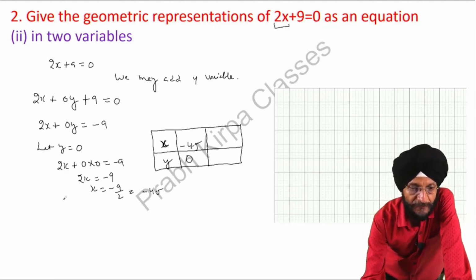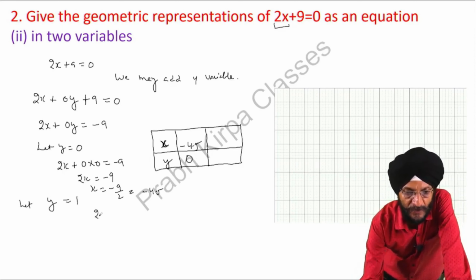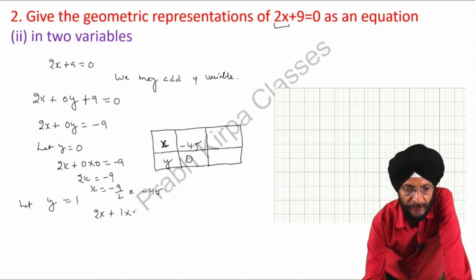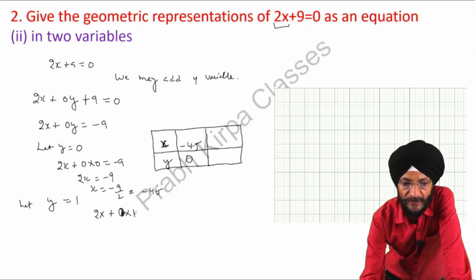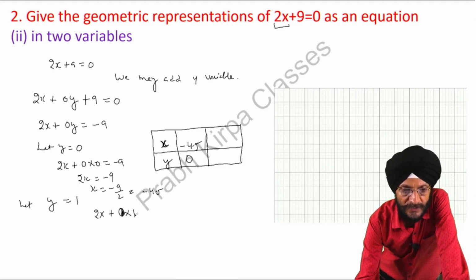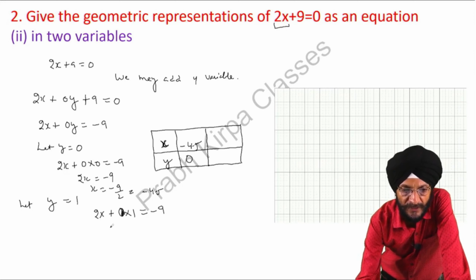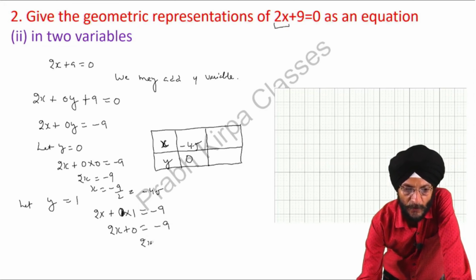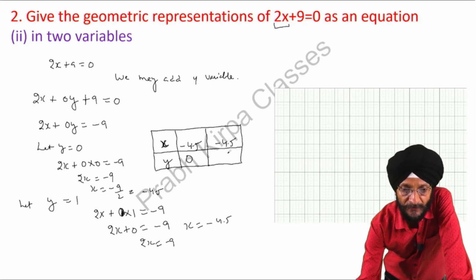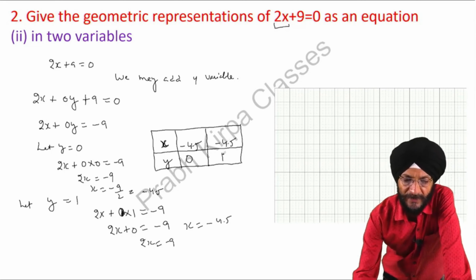Now, when we say let y is equal to 1, what will happen? 2x plus 0 into 1, because it is 0y. The value of y is 1. 2x plus 0 into 1 is equal to minus 9. Then 2x plus 0 into 1 becomes 0. 2x is equal to minus 9. x is equal to minus 4.5. So here again the value of x comes minus 4.5 and the value of y is 1.